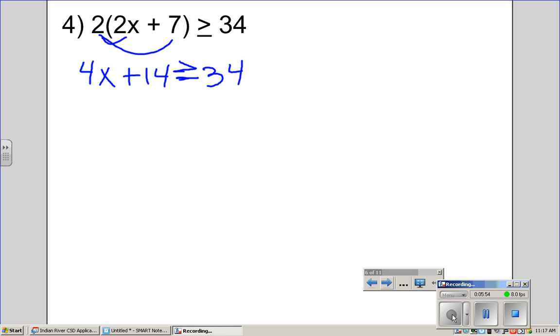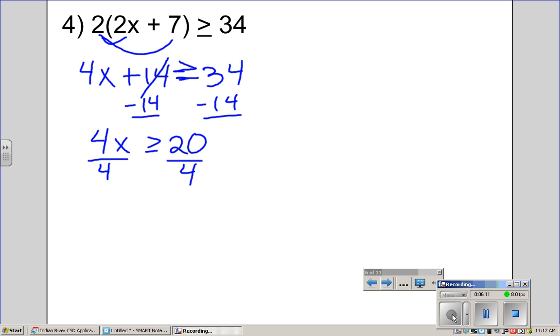Treat it just like it were an equation. So our x is on the left. They're adding 14. Our job would be the opposite. Subtract 14. Last, divide by 4. So our solution is x is greater than or equal to 5.